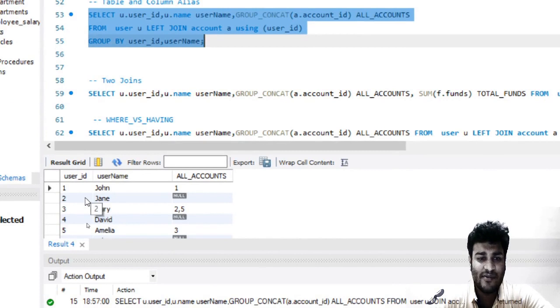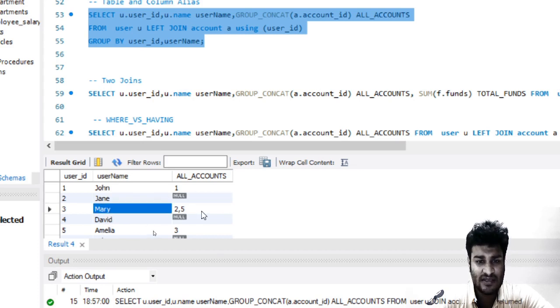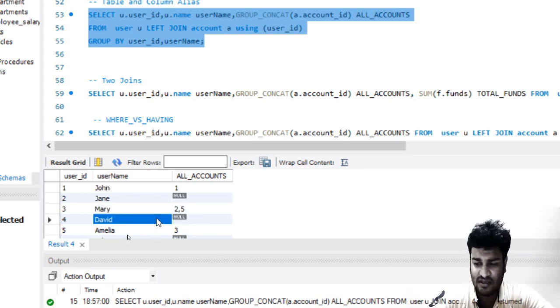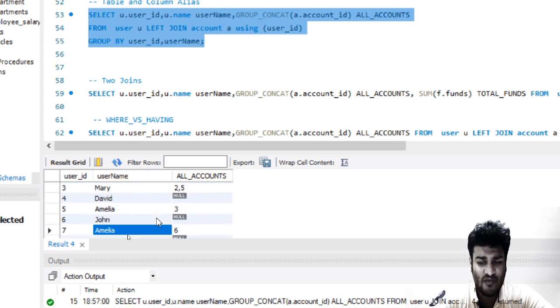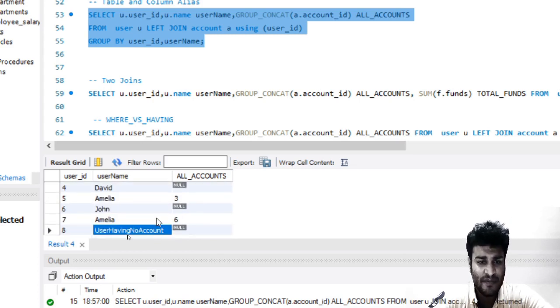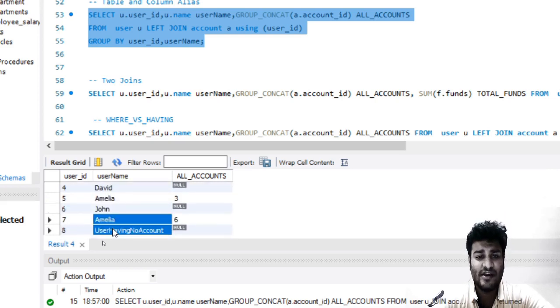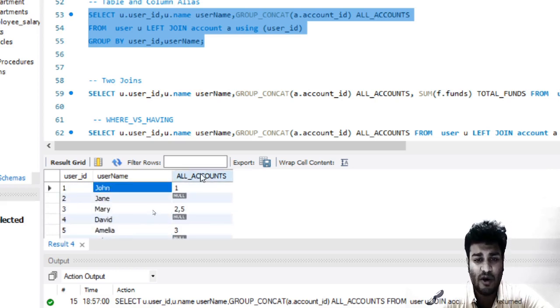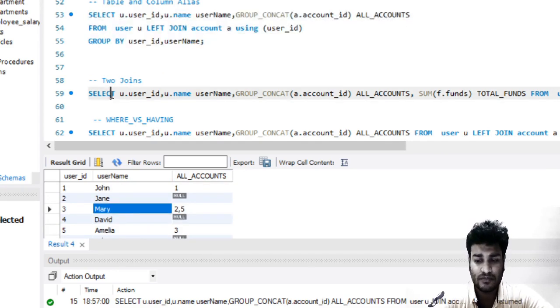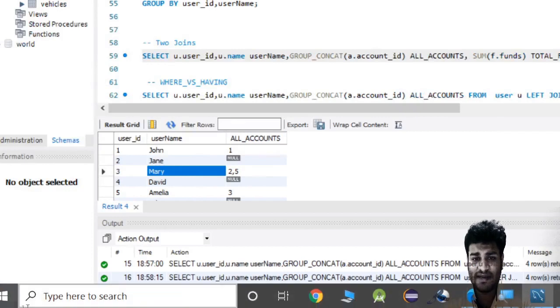If I go ahead and run it, you can see now that John has one account. Again, Jane has a null account. Mary has 2 and 5. David has a null account. Amelia has null. And the John with user ID 6 does not have any account. And the user having no account obviously does not have any account. So it has a total of 8 rows. It has all the user IDs and all the names, and as we have grouped all the accounts together, these two accounts have been collaborated together with Mary, and this is what the data should depict.